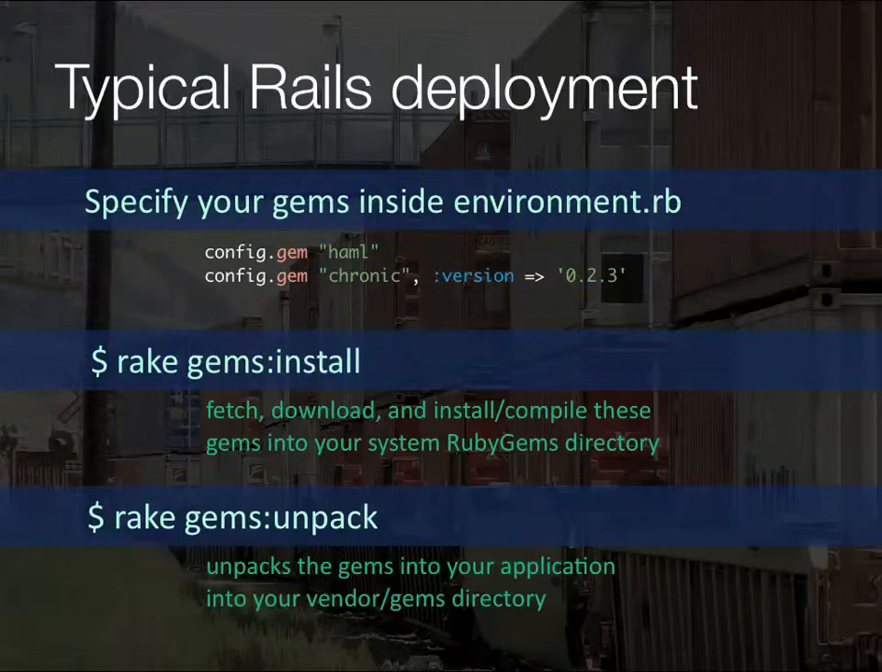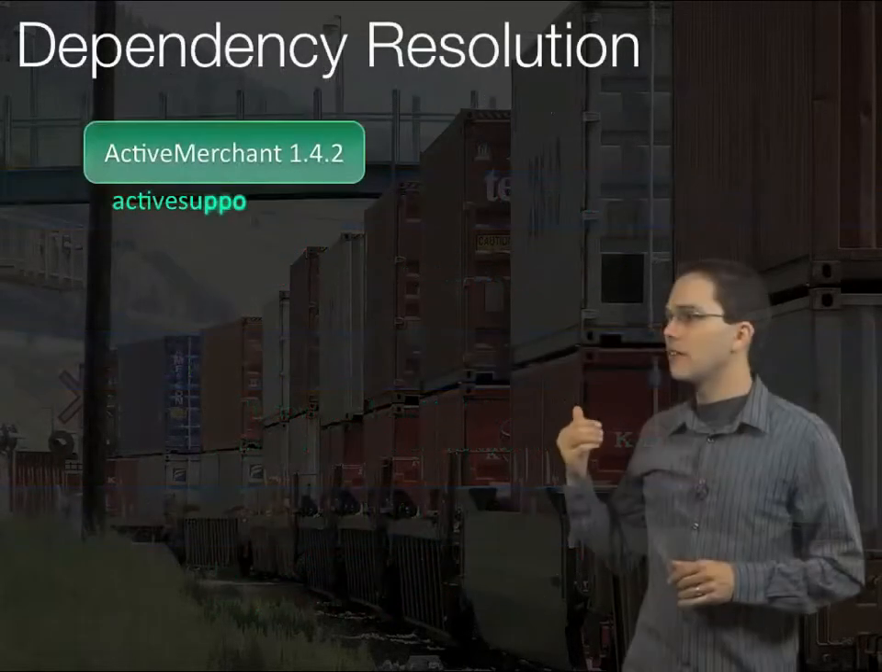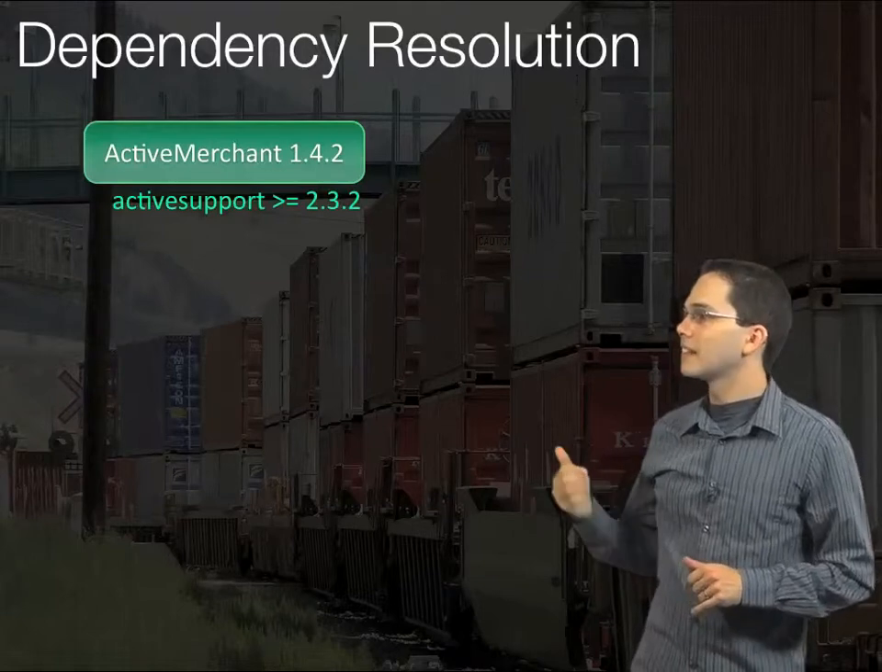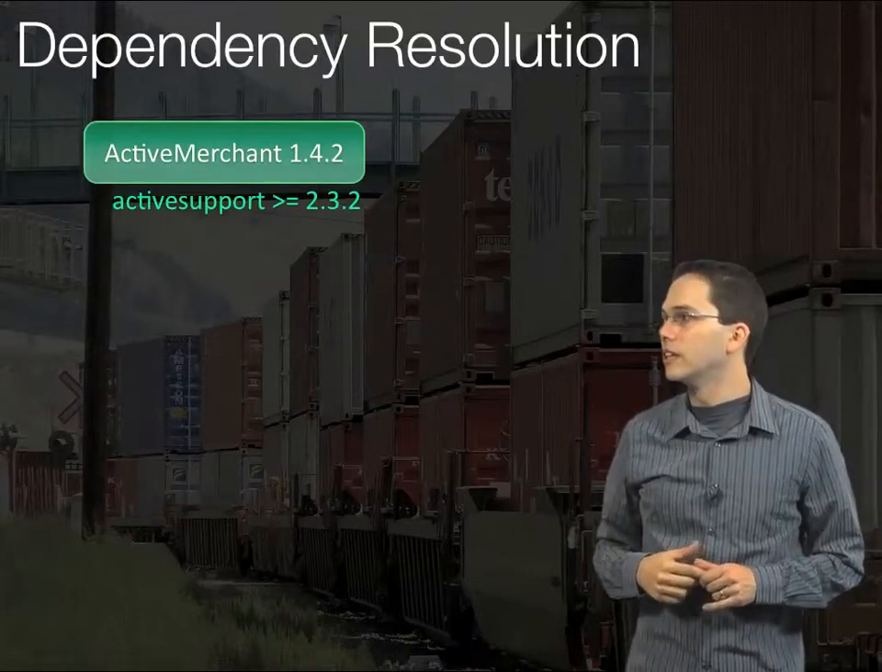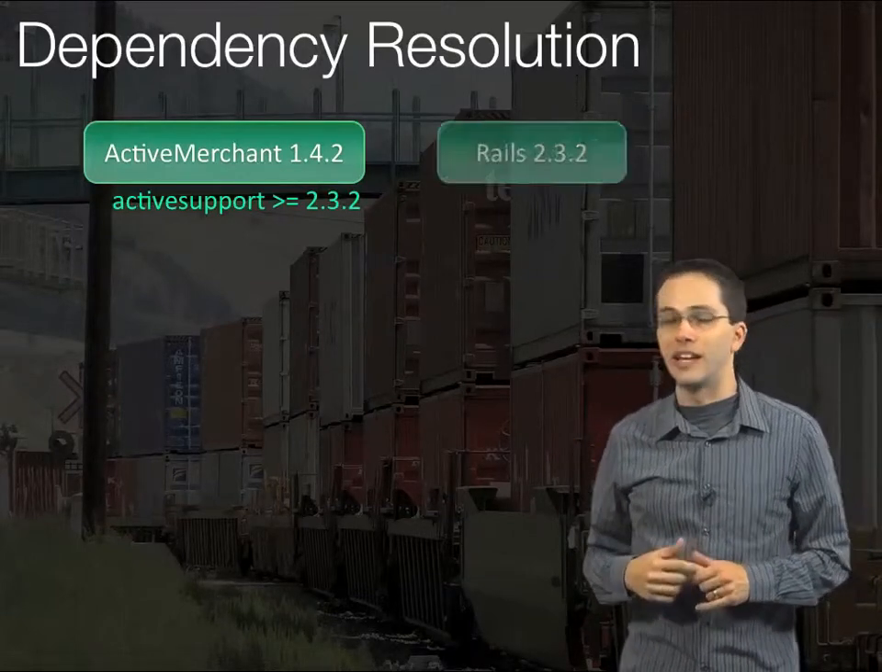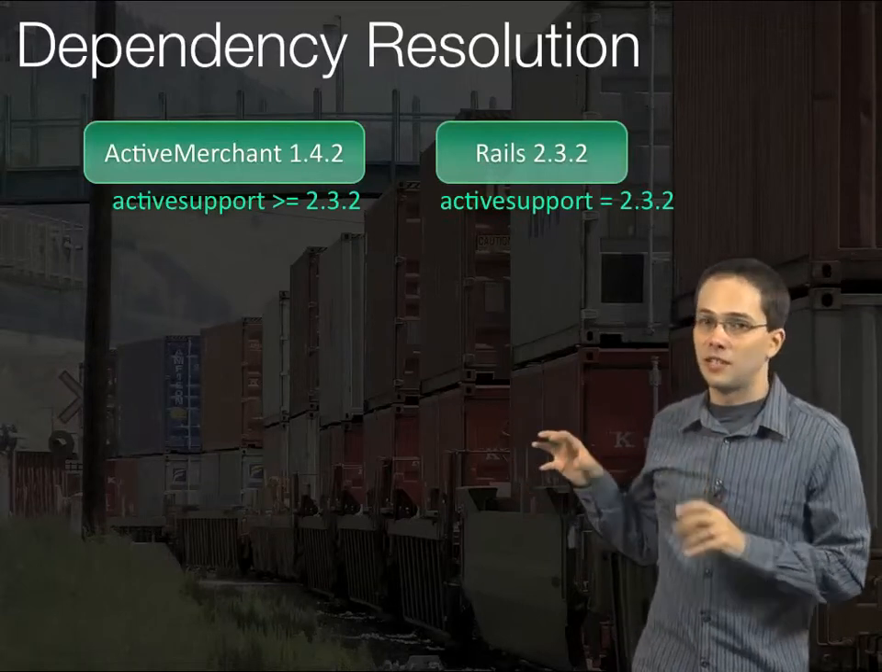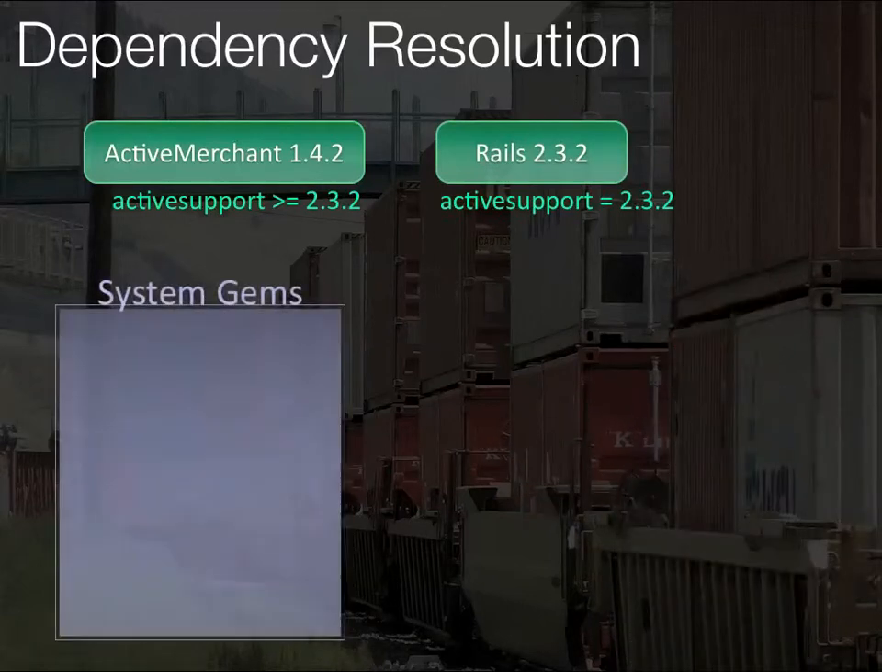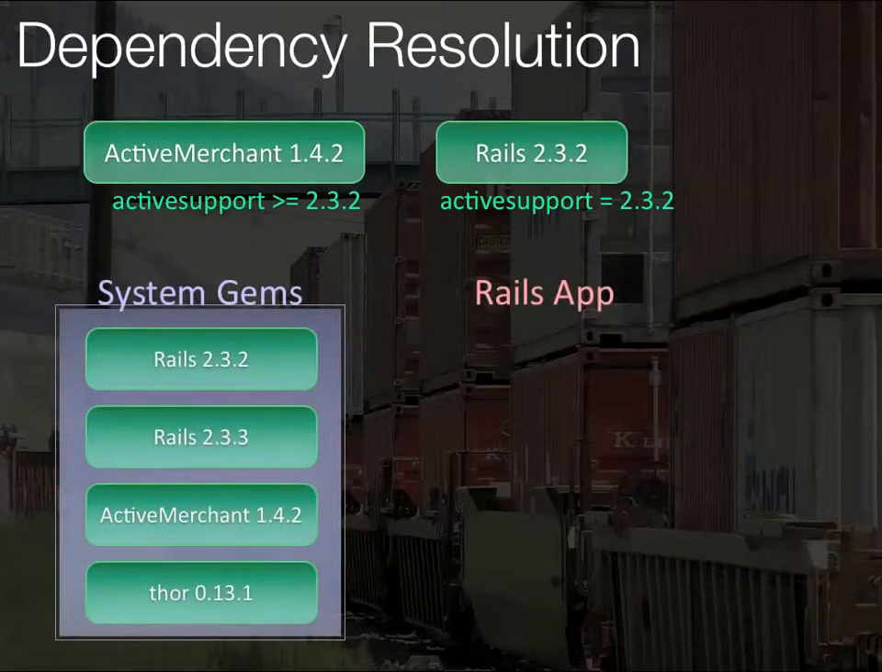So let's take a look at why the dependency resolution was so bad. Well, here we have an application. It depends on Active Merchant 1.4.2 and Rails 2.3.2, and you can see listed under each of these the dependencies. Here's all of our system gems, and here's our Rails app. So we're ready to load.